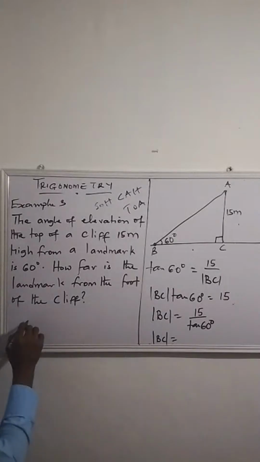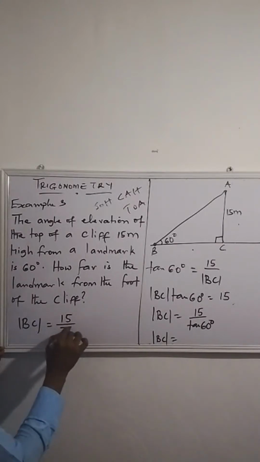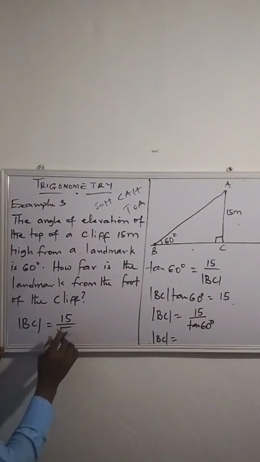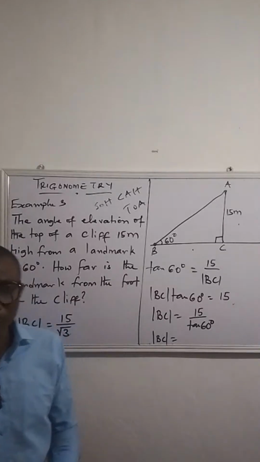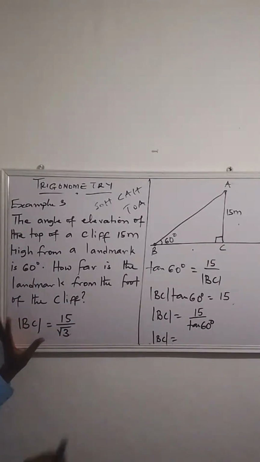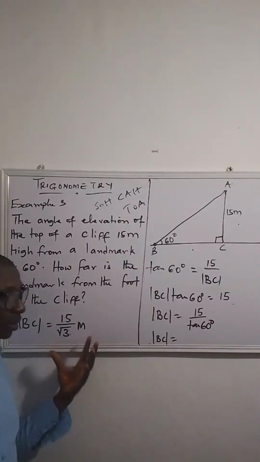So that means our answer BC will be 15 over square root of 3, and it's going to be in meters. Don't forget, always remember to put it in meters.